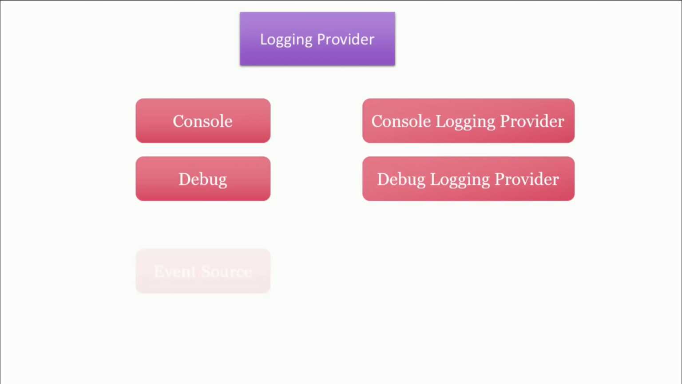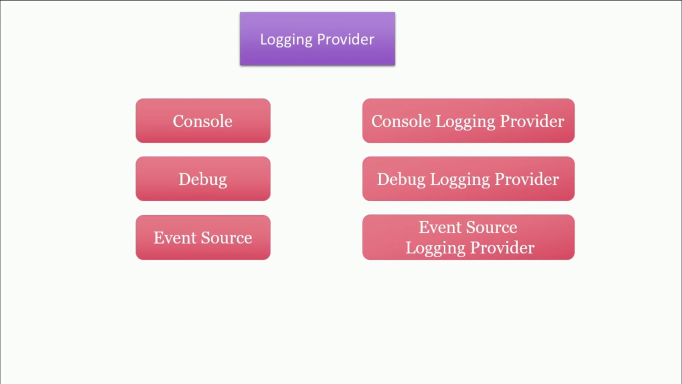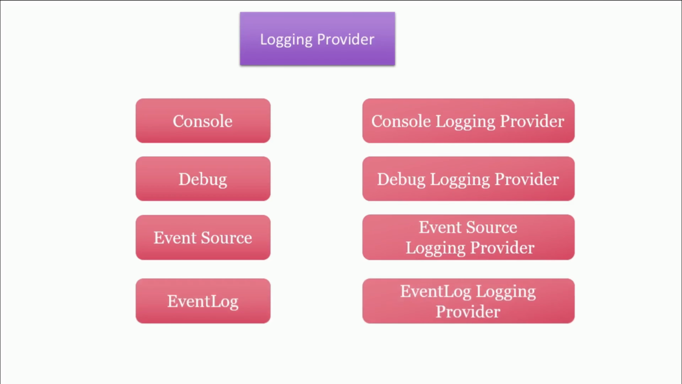Event source, and we have an event source logging provider for this. The event source provider writes to a cross-platform event source with the name Microsoft-Extensions-Logging. On Windows, the provider uses ETW. And the last one, event log. And we have the event log logging provider. The event log provider sends log output to the Windows event log.